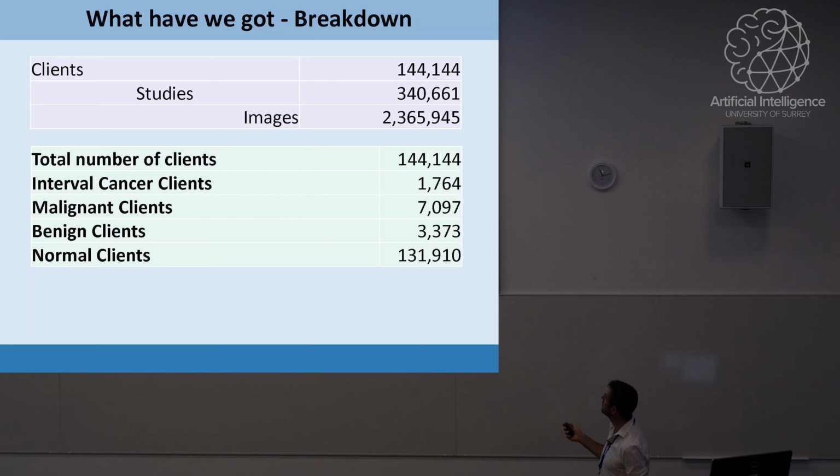Okay, so there you go. That's the sort of numbers we have in the database. It might not seem large compared to other sorts of databases, but actually for a medical image database, that's really rather large. And you can see we've got around about 9,000 malignant cases in the database. And that's quite a lot as well.